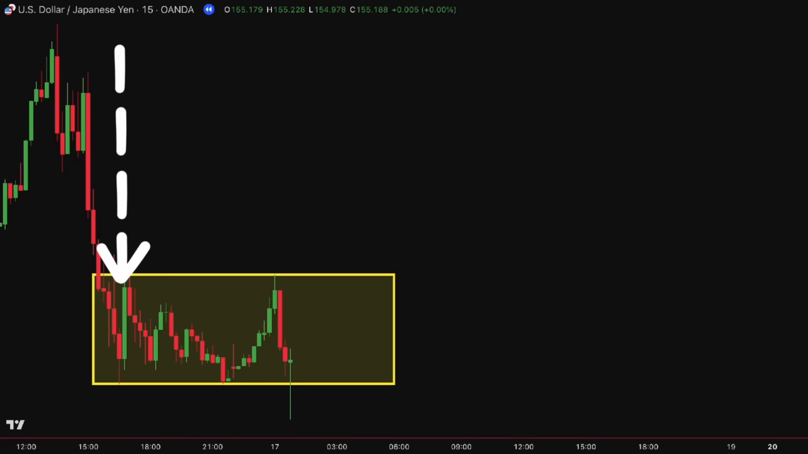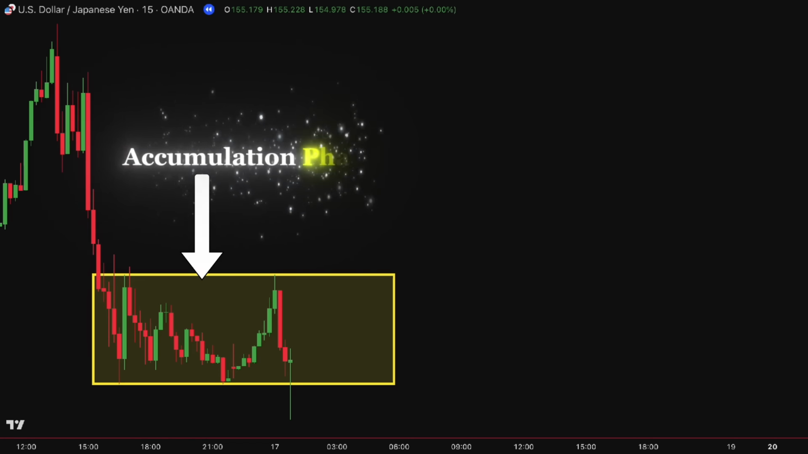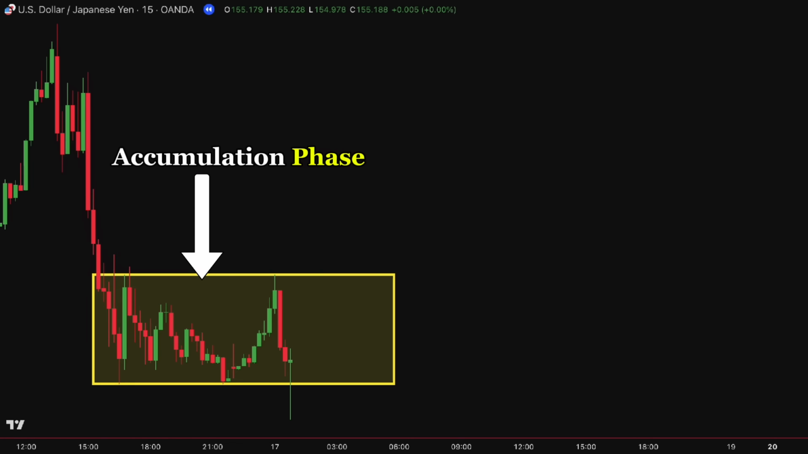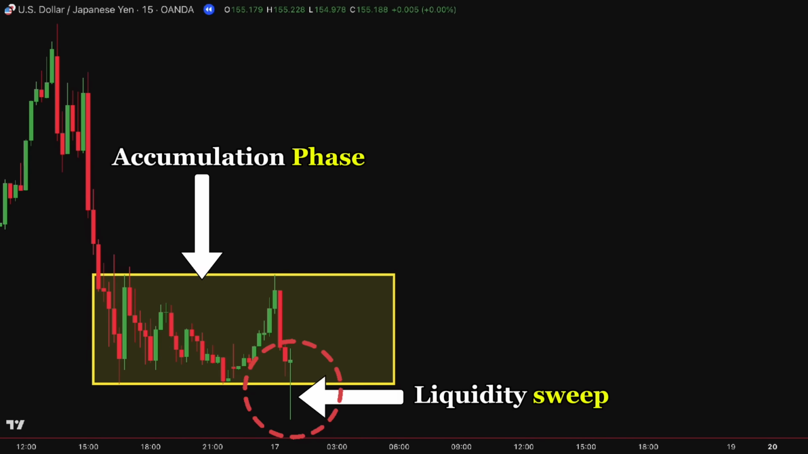When the market is trending down, smart money eventually looks for a place to start buying. Here's how to spot the reversal. Watch for the accumulation phase. Price begins to range after a strong downtrend. Then comes the liquidity grab. Price drops below support, triggering sell stops and drawing in breakout sellers. If the next candle closes back inside the range, that's your entry signal.